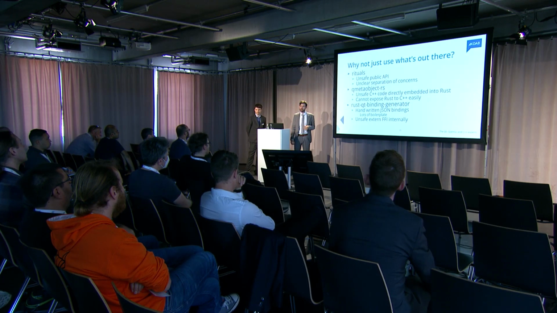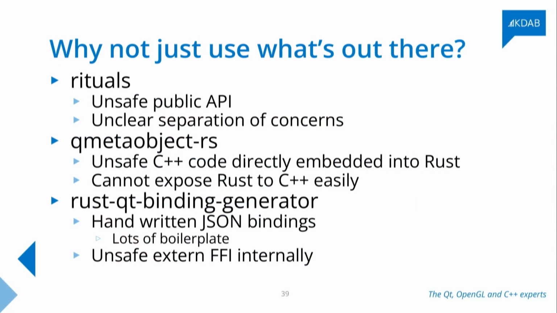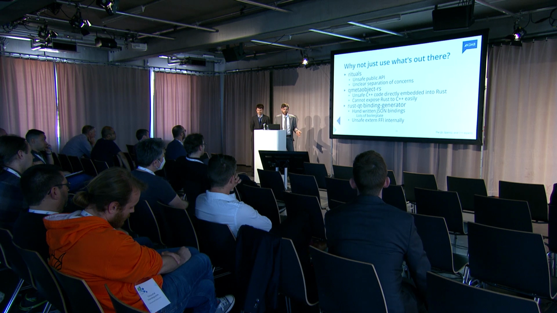So to sum up, why would or maybe would you not use what's already out there? Well, rituals, of course, is already unsafe, so only use it if you really need all that access. QMetaObject-rs directly embeds C++ code into Rust, so I wouldn't count on its safety as much. And it also doesn't really allow you to expose those QObjects to C++ as easily. It's mostly meant for QML. And with Rust Qt binding generator, we end up with a lot of handwritten JSON, which means lots of boilerplate, and it still uses the unsafe extern FFI internally.